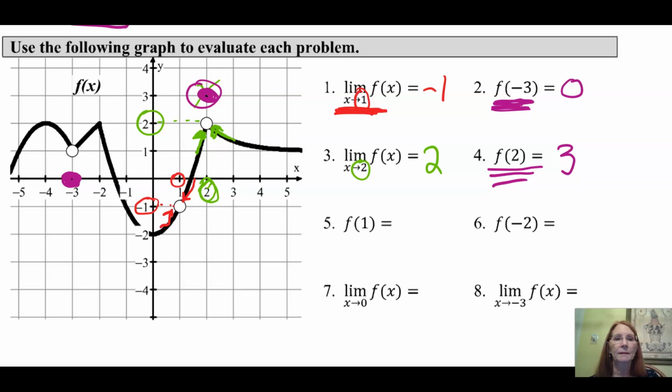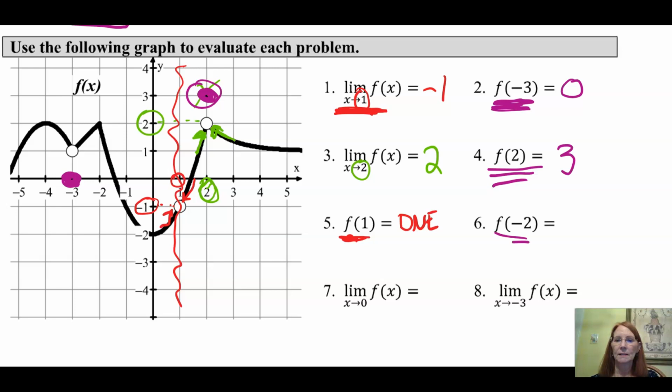The next one, I want f of 1. Now think about it. Do you want the function value or where the graph is trying to go? You want the function value. So we're looking when x is 1, what is the function value? And I don't see anything on the graph when x is 1. I don't see any points. So that would be does not exist.